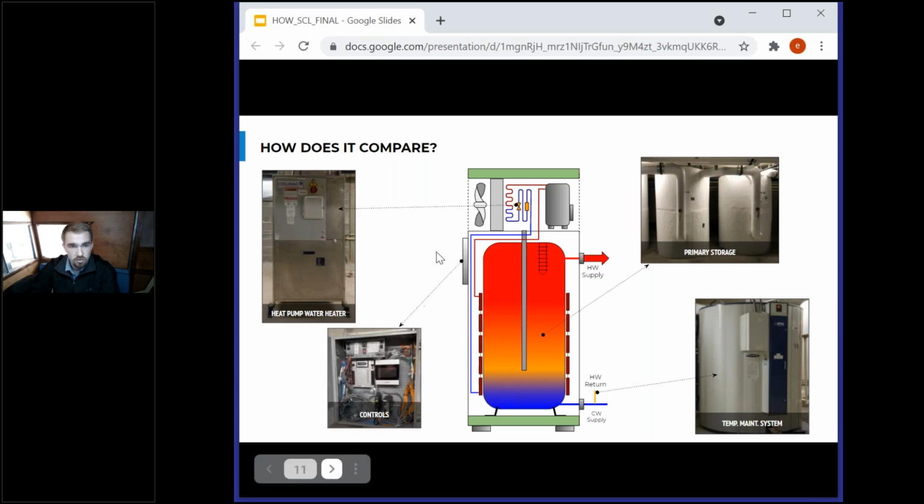And then the controls are what's telling this heat pump to turn on and off. When the water gets too cold, it's going to tell the heat pump to turn on until it's warmed all the way back up and shut back off. And then there's some auxiliary functions that can provide as well, like alarming and reporting and even load shifting.